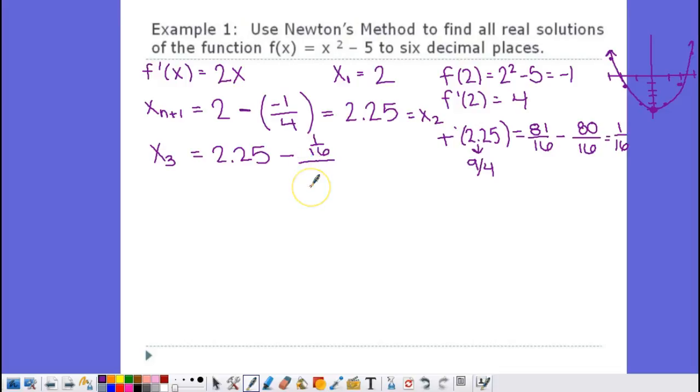And we have to put that over the derivative of 2.25. So 2.25 times 2, or you could say 9/4 times 2, whichever one you want. So you could have it as 18/4, because again, 9/4 times 2.